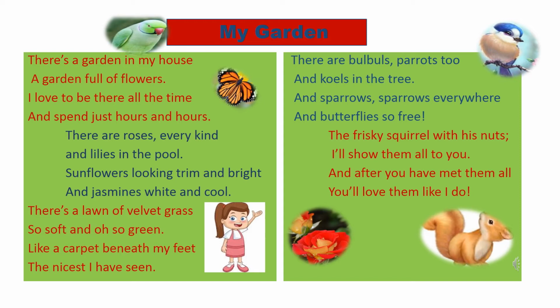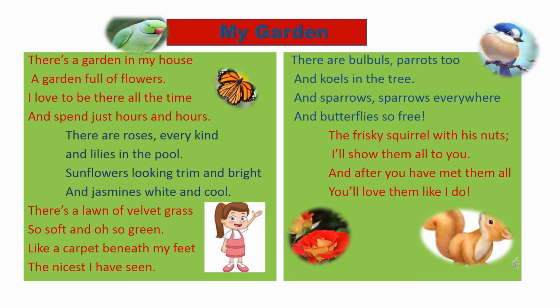Roses are yellow, pink, orange, white, red, and there is a black rose too. So, in the writer's garden, we can find lots of roses of every kind and lilies in the pool, and also lilies. There's a small pool, or you can say a small pond kind of a thing in her lawn where there are water lilies.